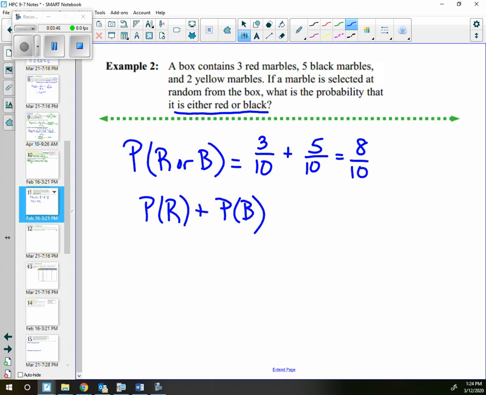Now, do I need to worry about overlap here? Is there anything that's both a red and a black together?